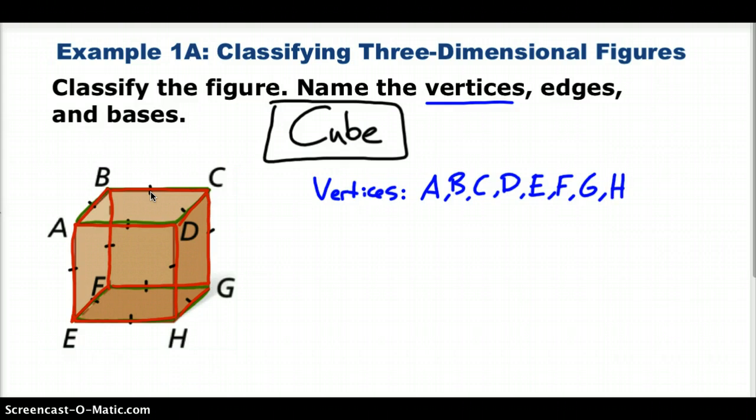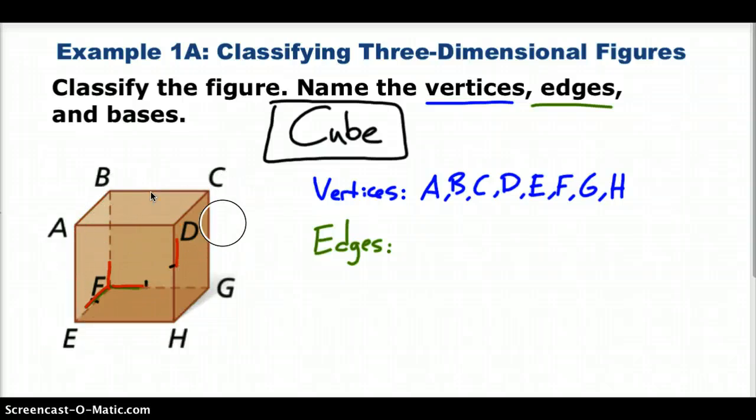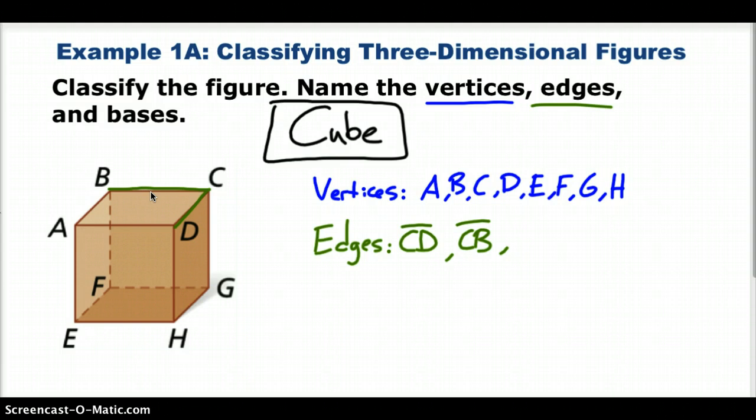Let's look at some edges now. There are going to be lots of edges as well. The edges are segments, remember. It might be smart to do a little bit of erasing here so this is a little bit more clear. Let's mark them as we count them. CD would be one of our edges, CB would be another edge, BA would be an edge, and AD is another edge.